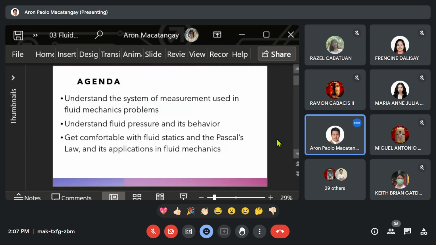Okay? So, agenda for today would be to understand the system of measurements used in fluid mechanics problems. So, ito is more, actually hindi lang siya sa fluid mechanics applicable kahit sa iba yung courses. Next is to understand fluid pressure and its behavior. And third is to get comfortable with fluid statics and the Pascal law and its applications in fluid mechanics.